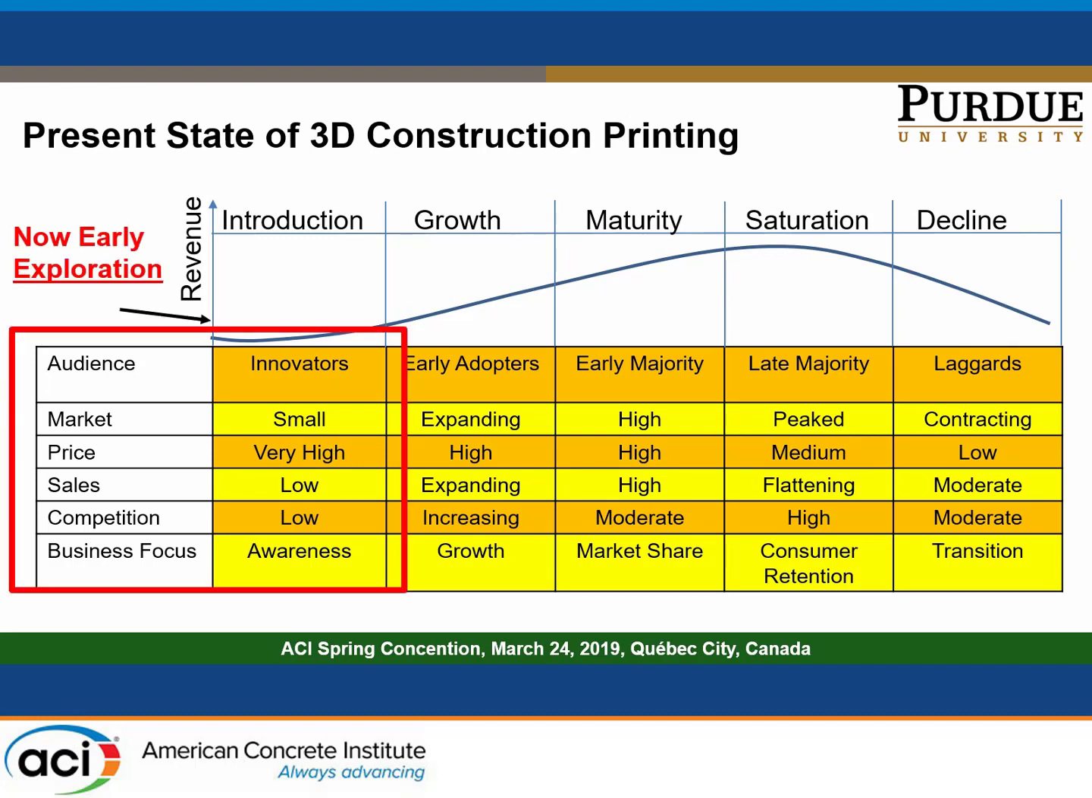And if you were to put a box around where we are right now, we are really in the introductory period, and maybe slightly in the area of growth. But what is associated with this is that our audience is primarily innovators, right? People who really have a passion for this technology and try to innovate and make changes. The market is very small. In fact, it's difficult to identify the market.